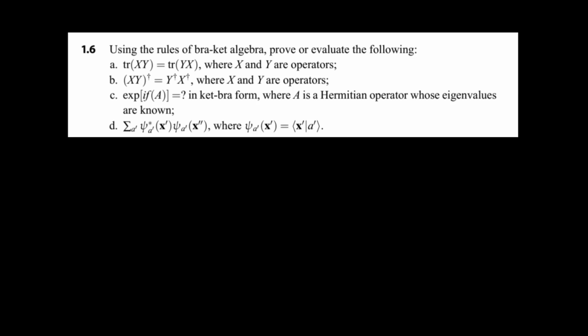Hey guys, so let's read the question that we have been given here today. Using the rules of bracket algebra, we have to prove and evaluate the following. First, prove that the trace of xy is equal to the trace of yx. Then prove that the Hermitian conjugate of xy is equal to the Hermitian conjugate of y times the Hermitian conjugate of x. Then evaluate the exponential of i times a function of A in bracket form, where A is a Hermitian operator whose eigenvalues are known.